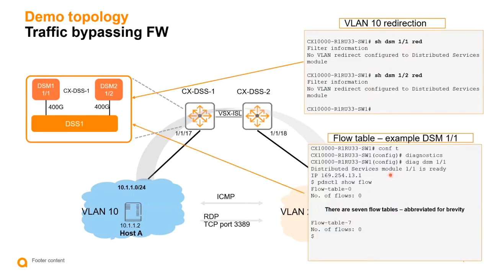Then we'll get in the habit of jumping onto the flow table to see if there are any flows. Before we start, we shouldn't expect to see any flows, and we'll kick off an ICMP and an RDP connection, and we'll see that they won't be going through the DSMs in the flow table.